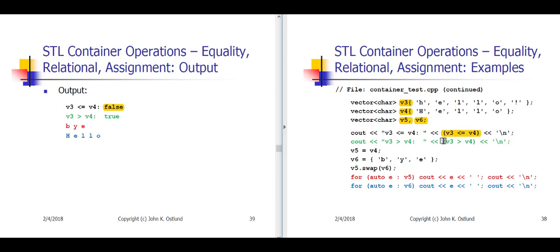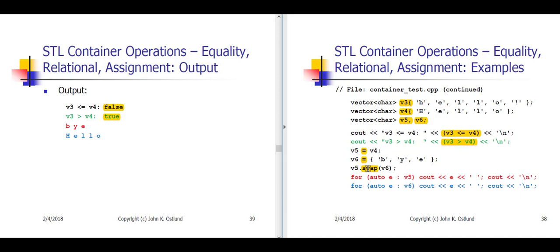Then in the next statement, we are testing whether v3 is greater than v4, and indeed it is. Again, we only have to compare the first char of each of these vectors to discover that little h has a greater value than capital H. So what's displayed there is true. Here we're doing assignment so that v5 now contains a copy of v4, capital H, little e-l-l-o. Here we're doing assignment of an initialization list, which is a nice thing to be able to do. And next we're swapping the contents of v5 and v6.